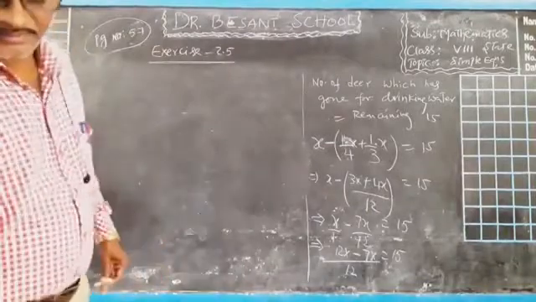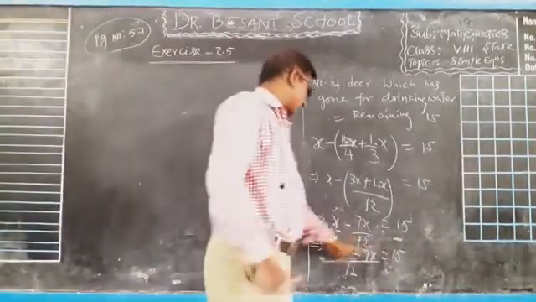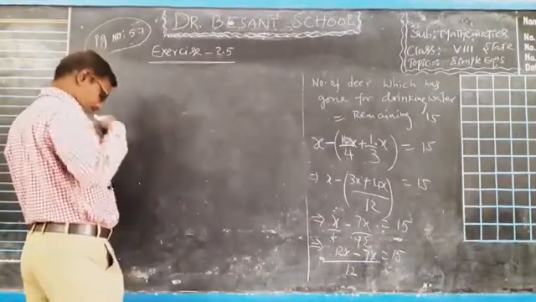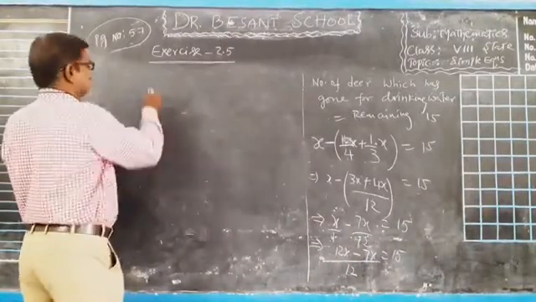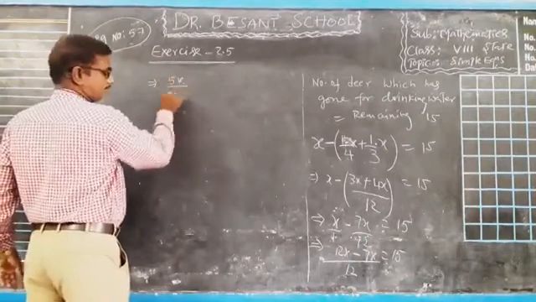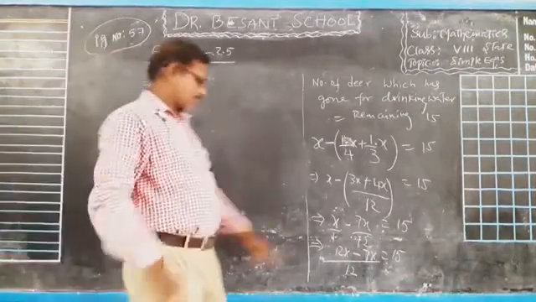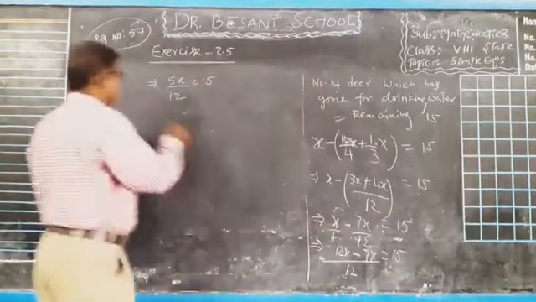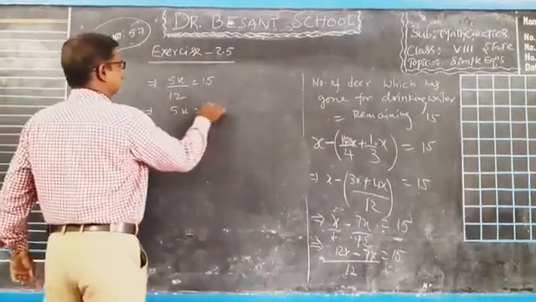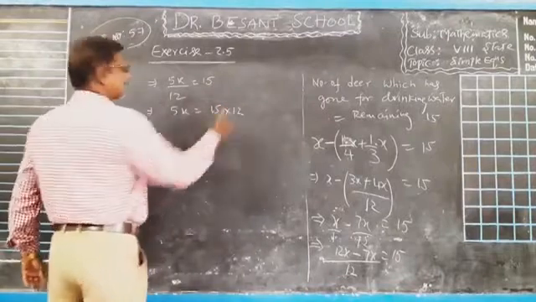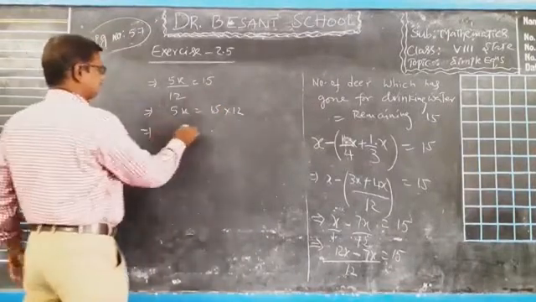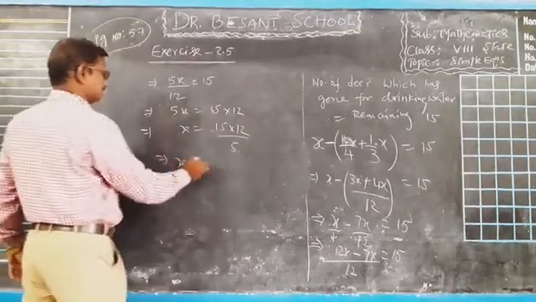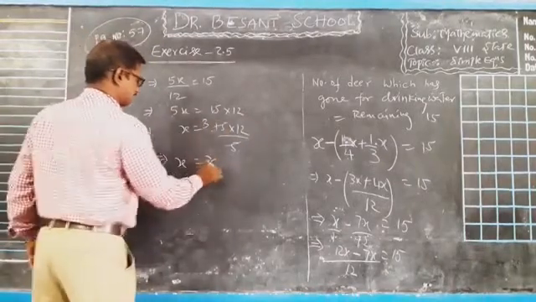Children, verify. This is 12x minus 7x, which is 5x, by 12 is equal to 15. 12x minus 7x is 5x. 5x by 12 equal to 15. This implies 5x is equal to 15 into 12 by cross multiplication. This implies x equal to 15 into 12 by 5. This implies x equal to, 5 3s are 15, 3 12s are 36.